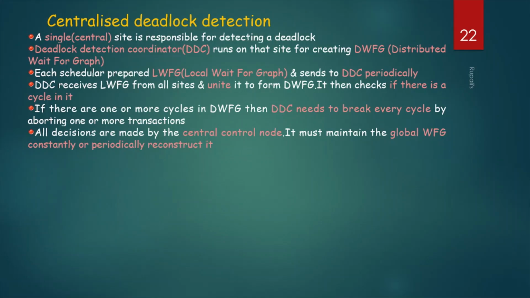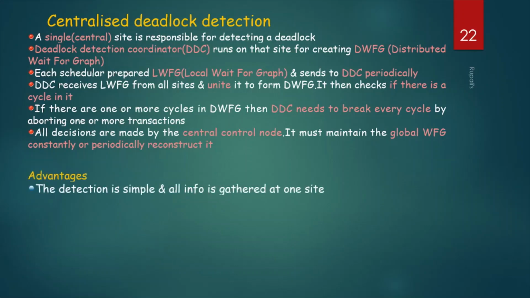So what is the advantage of centralized deadlock detection? Here, detection is simple and all information is gathered at one central site. This permits the use of relatively simple algorithms. So, relatively simple algorithms are used because everything is in the central site.